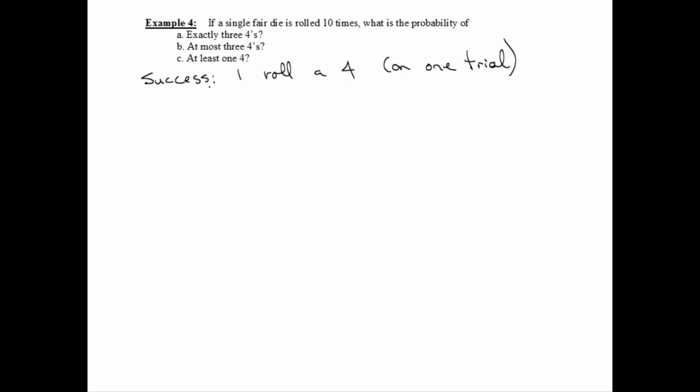So on one roll, what's the success? I roll a 4. And so what's the probability of success? 1/6. And so the probability of failure then would be 5/6. And then we're going to let X be the number of successes in 10 trials.